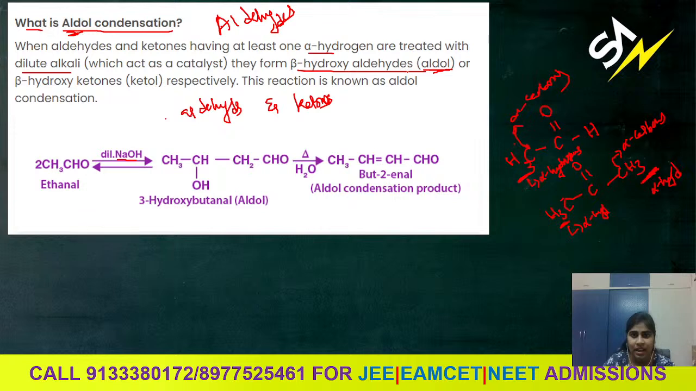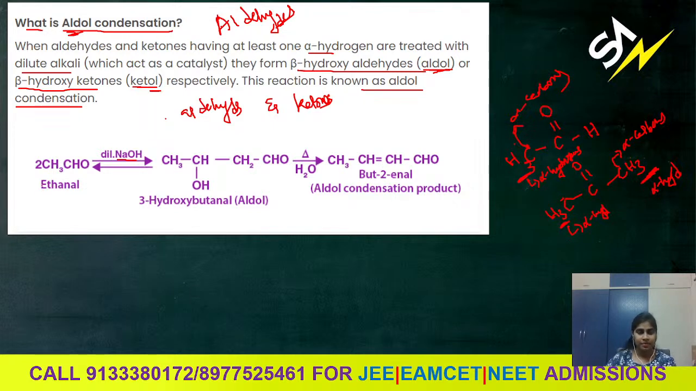The product is aldol. Or if we use ketones, the product formed is beta hydroxy ketone, and the product is named ketol. It means there is a hydroxy group along with a ketone group. This type of reaction is known as aldol condensation.